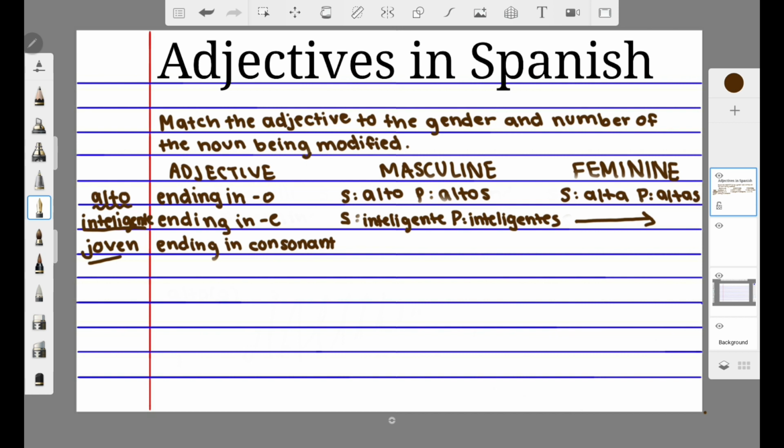Now when we're talking about an adjective ending in a consonant like joven, which means young, it's the same thing as the ending in E part, except since this ends in N, we're just going to end it in N. So singular, joven, plural, jóvenes. So we have to add the ES instead of just S. And then even for feminine, it's just going to be joven and jóvenes.